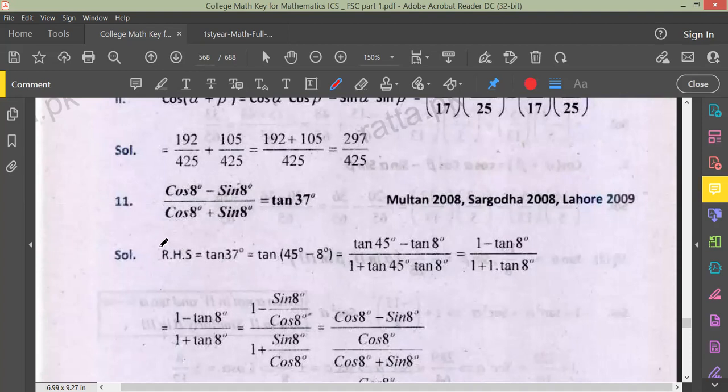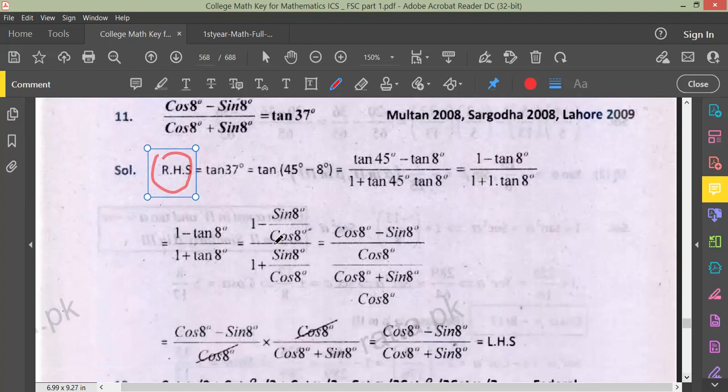Take the right hand side, which is equal to tan of 37. We can write tan of 37 as tan of 45 minus 8, which will be equal to tan 45 minus tan 8 over 1 plus tan 45 tan 8. This will be equal to 1 minus tan 8 over 1 plus tan 8. After putting in the value of tan, which is sine over cos, tan 8 will be equal to sine 8 over cos 8.